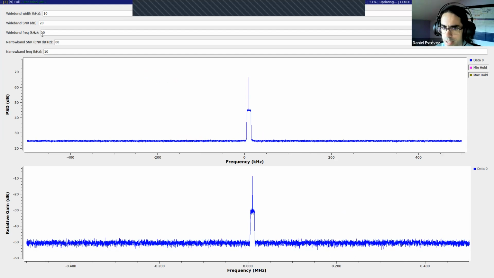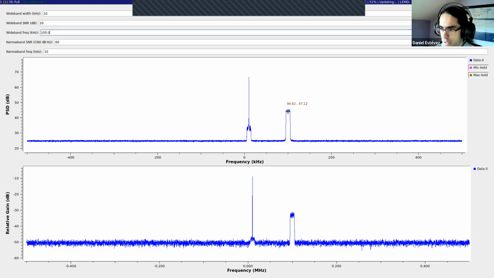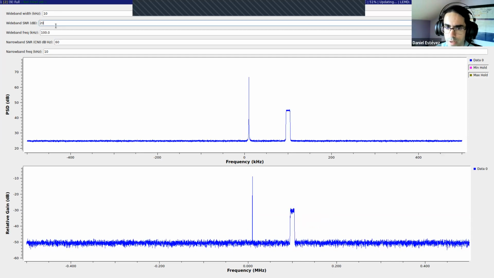And the advantage is that now we can detect weaker signals. For example, if we send our narrowband signal to another frequency, so wideband, sorry, I want to send the wideband signal to 100 kilohertz. As you can see, this only updates every 5 seconds. So every 5 seconds, we get an update rather than a smooth movement. It comes in steps of 5 seconds.